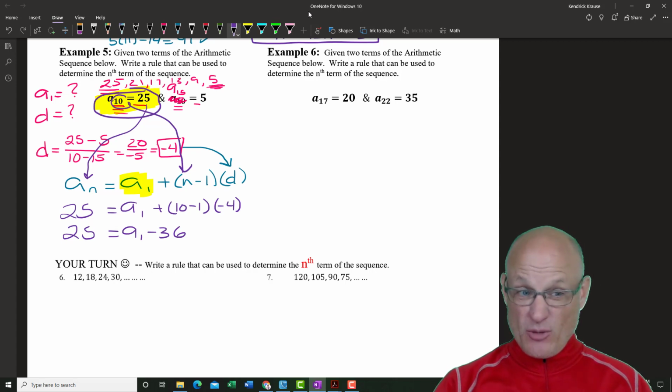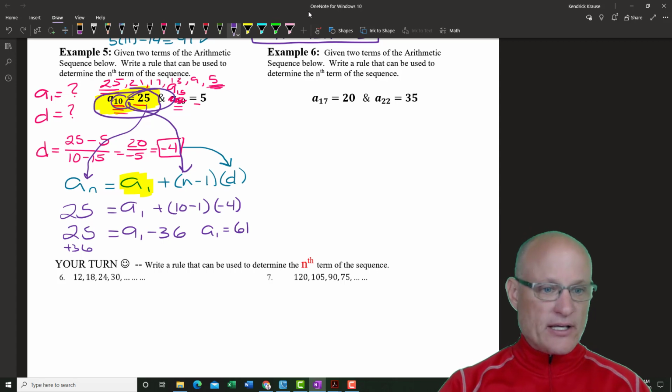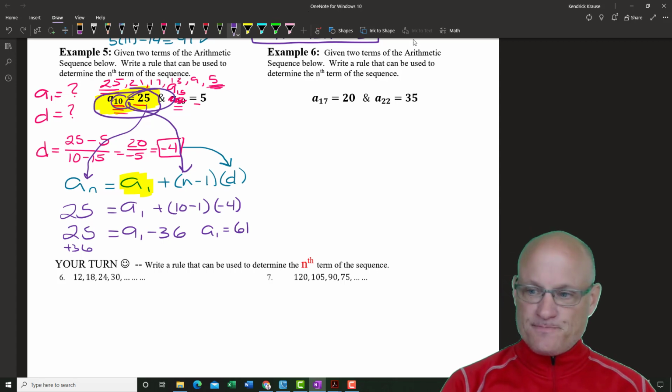Now, our first term should be quite a bit bigger than 25, right? So if we add 25 to both sides, or excuse me, add 36 to both sides, what do we get? 61. So a sub 1 equals 61. Now I definitely am writing either way too big or I didn't give you enough room. So let's see what we got here.